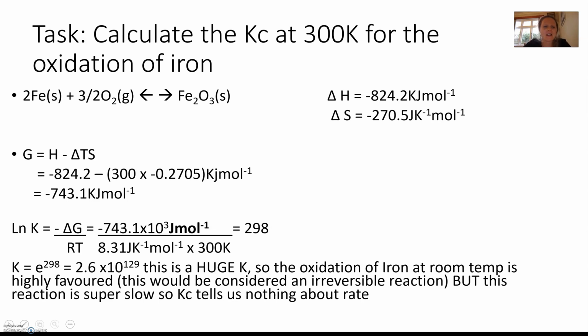This is part D. So here you'll see where we started this last time. This is calculating the Kc at 300 Kelvin for the oxidation of iron. So here's the oxidation of iron. This is one of the reactions as part of rust.